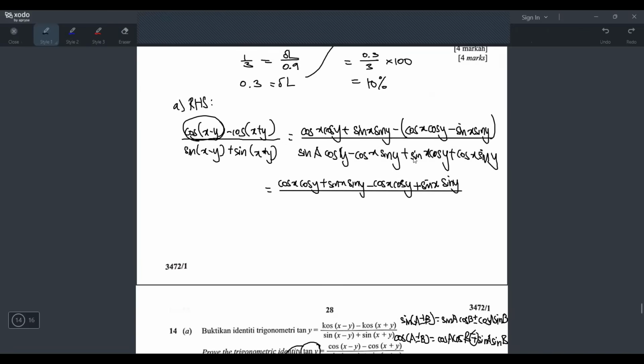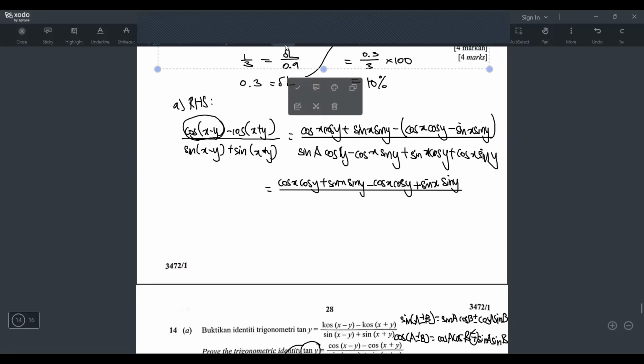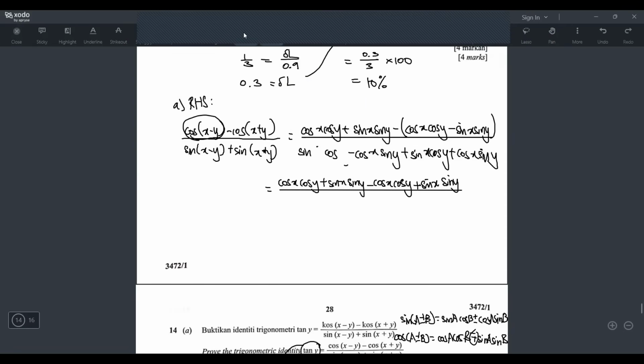Sine A cos Y. Hey, this one is sine X. It's not sine A. Sorry. Silap. I silap tulis. This one is sine X cos Y. So this one is sine X cos Y minus cos X sine Y plus sine X cos Y plus cos X sine Y. So you can see this one minus cos X sine Y plus cos X sine Y can cut, right? Yeah, they can cut, become 0.